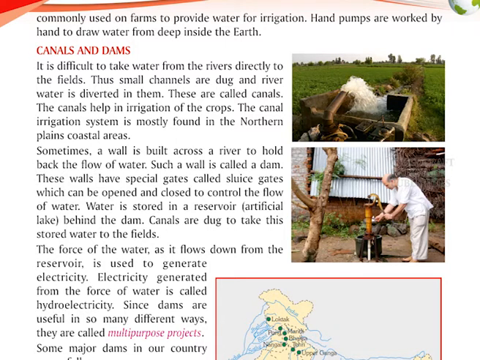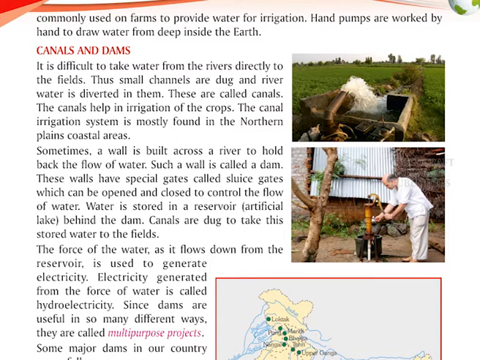Sometimes a wall is built across the river to hold back the flow of water. Such a wall is called a dam. These walls have special gates called sluice gates, which can be opened and closed to control the flow of water. Water is stored in a reservoir, an artificial lake, behind the dam. Canals are dug to take this stored water to the fields.